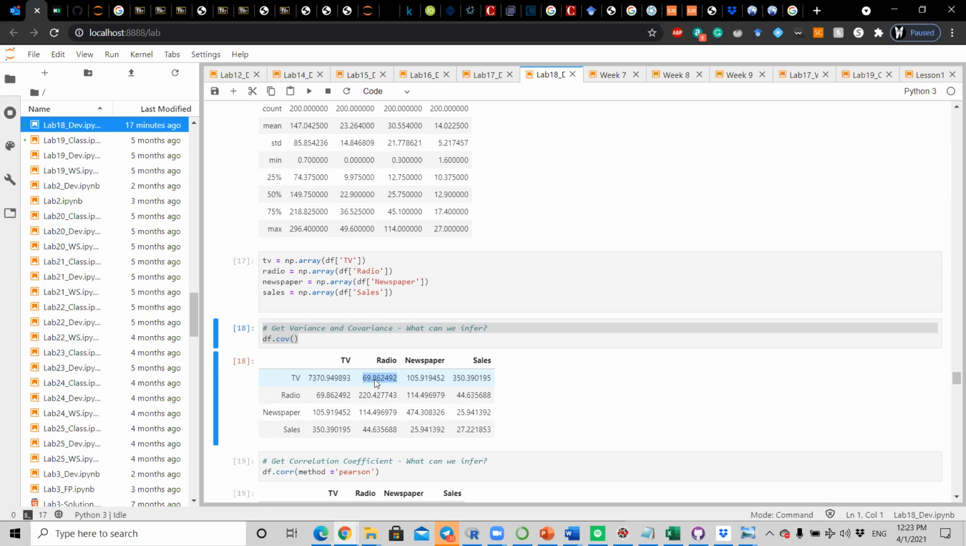What can you tell me about the strength of these relationships? Are they strong? Are they kind of weak? Are they somewhat strong? Are they completely weak?